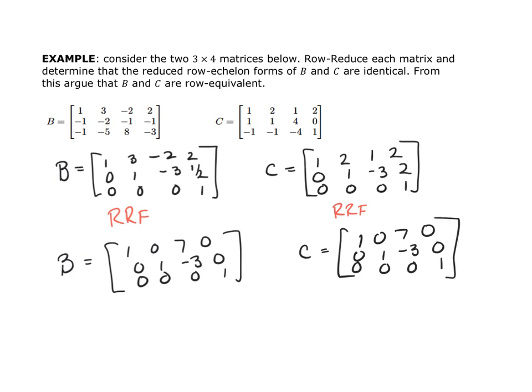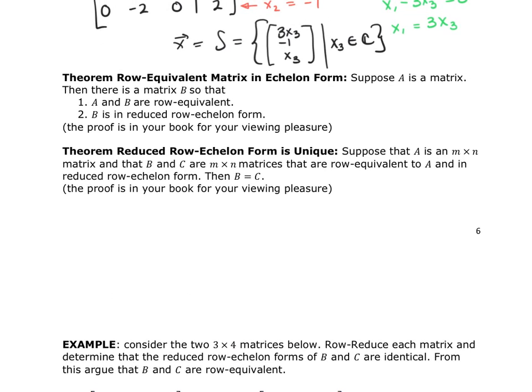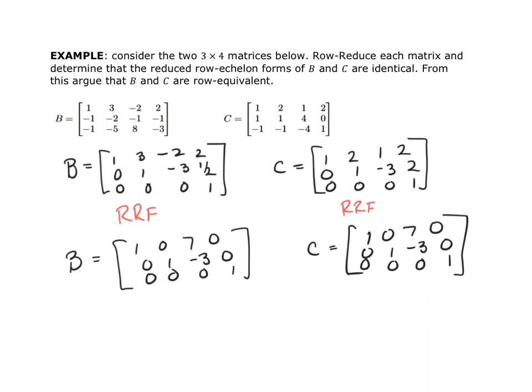So what does that tell us? If we look at our previous two theorems, we know that these have to be row equivalent. Reduced row echelon form is unique. Since it is unique and they are equivalent, that means if we look at our forms, this is reduced row echelon form, and these are equivalent. That means that these are row equivalent. They have to be. So that's it.